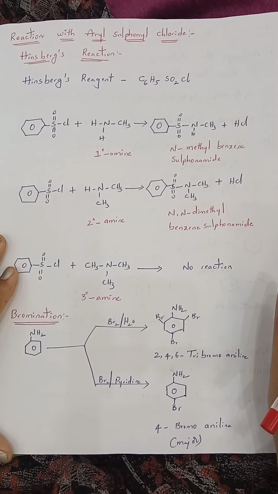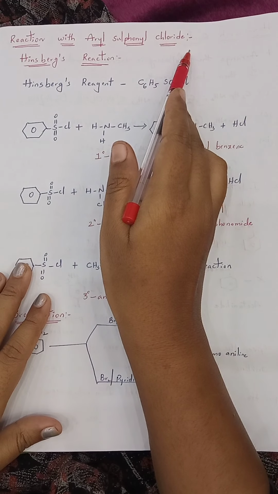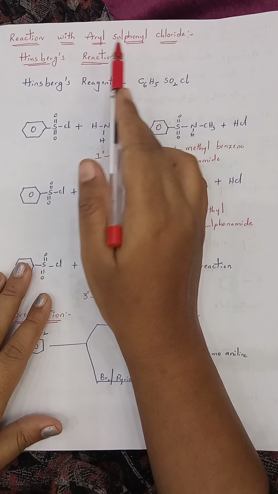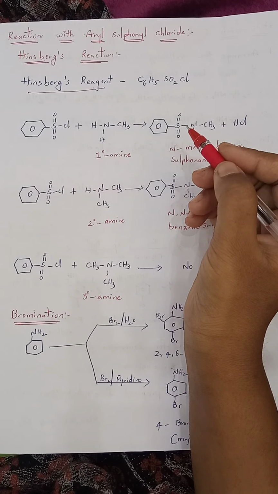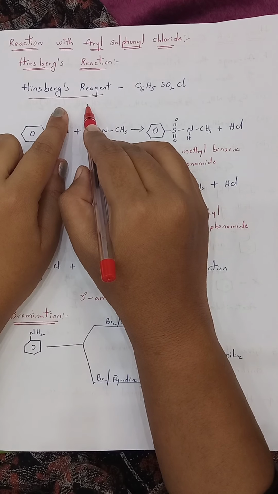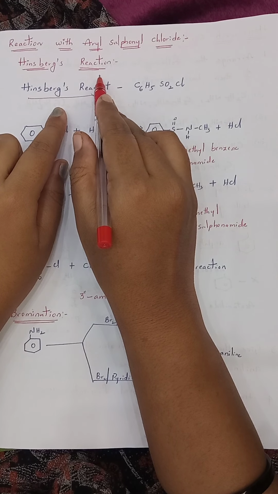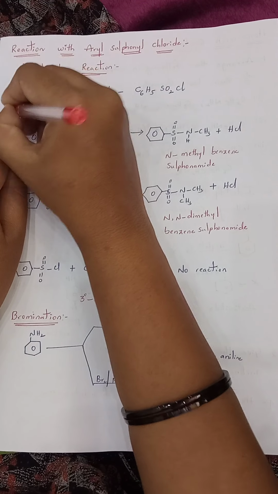And next, another important chemical reaction is the reaction with aryl sulfonyl chloride. This aryl sulfonyl chloride is known as Hinsberg reagent, and the reaction is called Hinsberg's reaction. So very important for 1 mark.